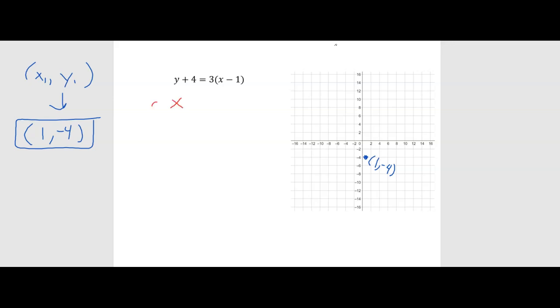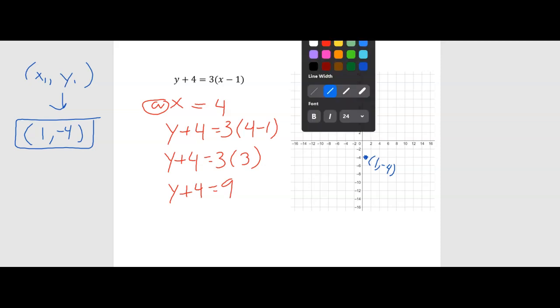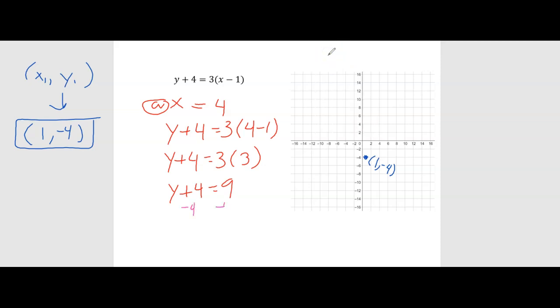So at x equal to 4, I get y plus 4 is equal to 3 times the quantity 4 minus 1. So I get y plus 4 is equal to 3 times 3. I get y plus 4 is equal to 9. And if I subtract 4 from both sides, right, that's going to give me y is equal to 5. So my new point is 4, 5. And that's what I can go graph.